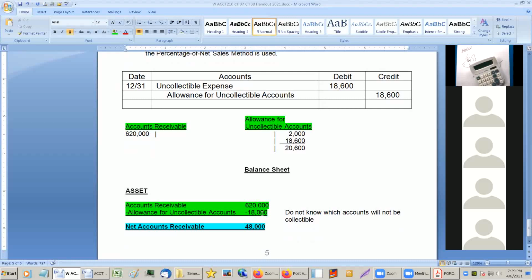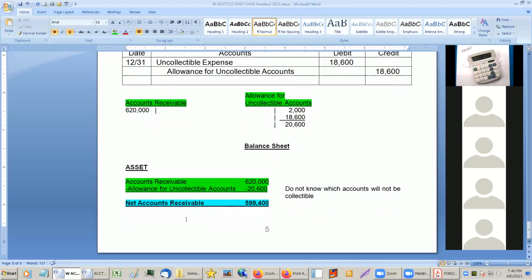Oops, no, that was not right. That'd be 599,400. I better check. 620,000. Okay. So that would be what they would have on their books as their net accounts receivable.